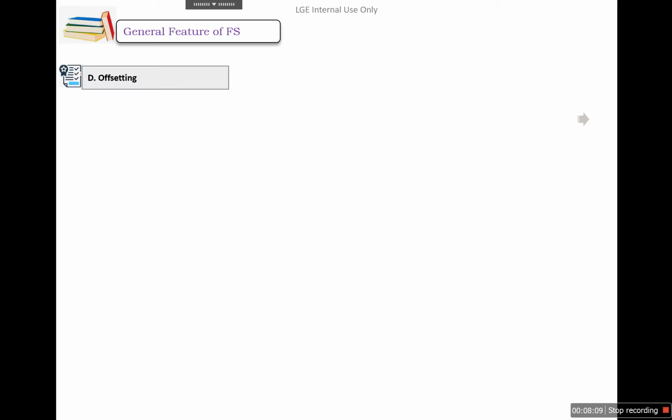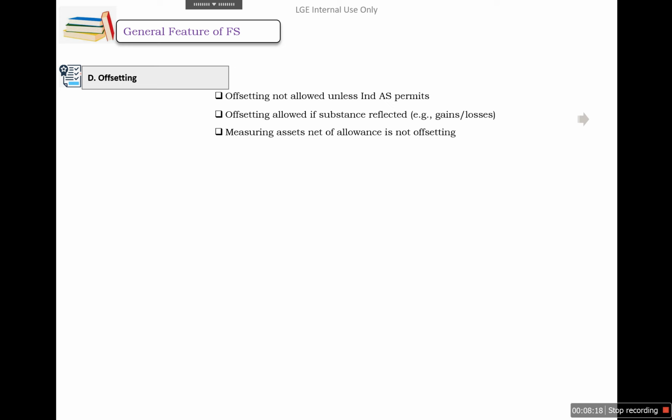Next is about offsetting, which we have already discussed. Offsetting is not allowed unless Ind AS permits it, and offsetting is allowed if the substance reflects it. Measuring assets net of allowance is not offsetting. For example, showing the inventory net of the valuation allowance is not called offsetting.